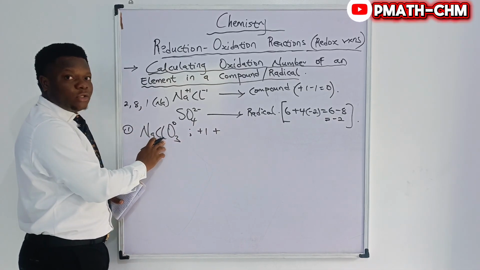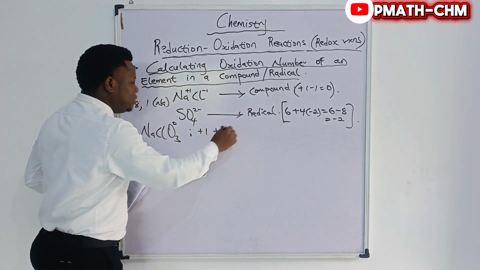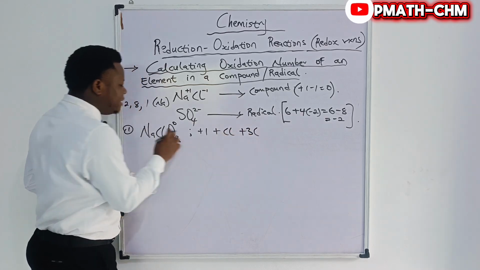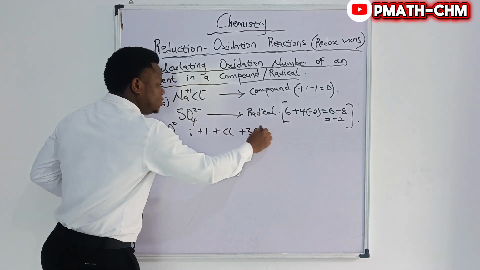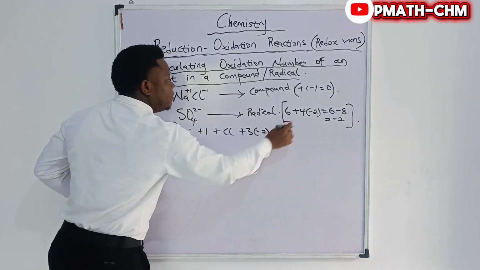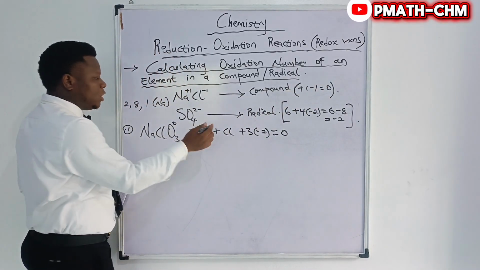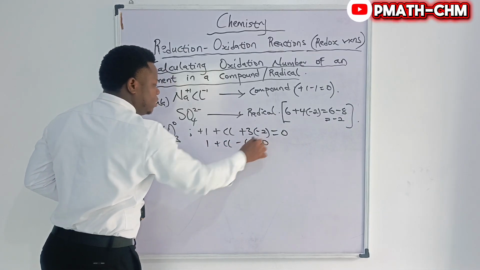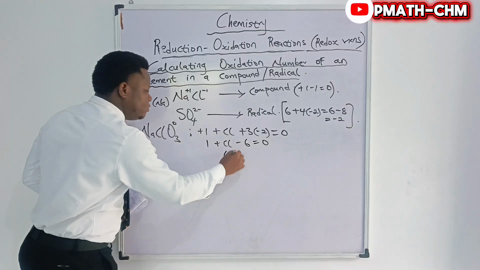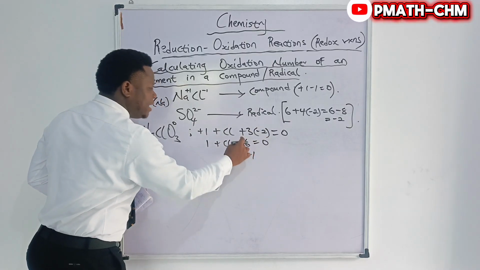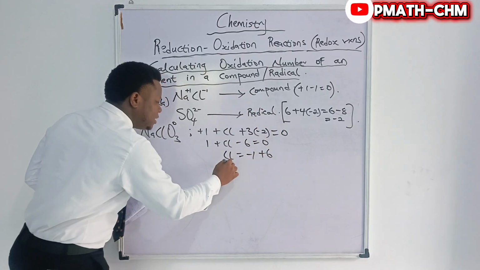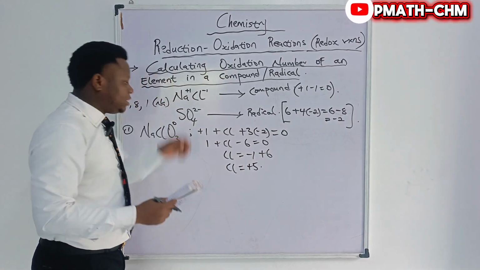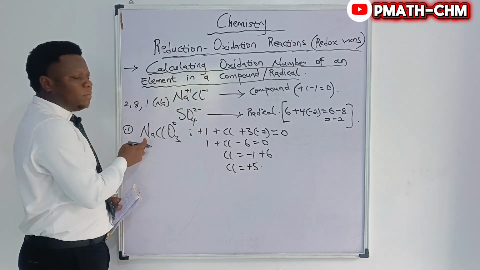Added to that, we are trying to get the oxidation state of chlorine, so we don't know that. I will leave that. Then added to that, we have 3 oxygens here, so you multiply it 3 times. The oxidation state of oxygen is -2. So the rule says the answer must give you 0. So you solve this. This will be 1 plus chlorine minus 6 is equal to 0. So chlorine will be equal to, when you take 1 to the other side, it becomes -1. Take -6, it becomes +6. So chlorine will be equal to +5. So the oxidation state of chlorine is +5 in this compound.